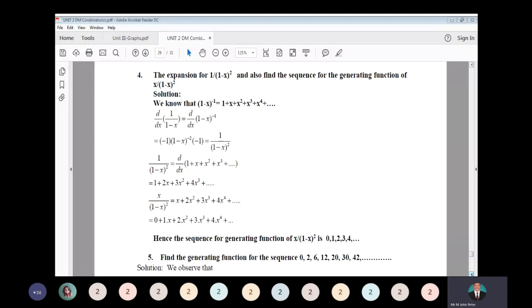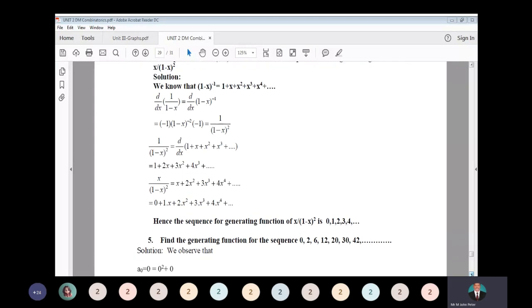Differentiate it, you will get 1 plus 2x plus 3x square plus 4x cube. So that is nothing but x divided by (1 minus x) square equal to x plus 2x square plus 3x cube plus 4x power 4 and so on. That is equal to 0 plus 1 into x plus 2 into x square plus 3 into x cube plus 4 into x power 4 and so on. Hence the generating function of the sequence 0, 1, 2, 3, 4 is x by (1 minus x) square.